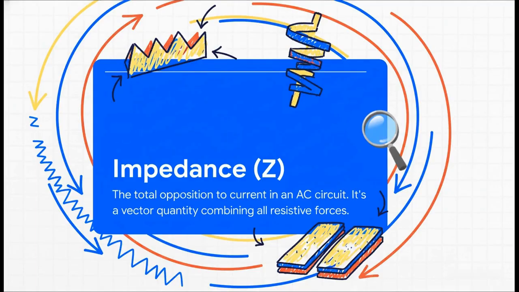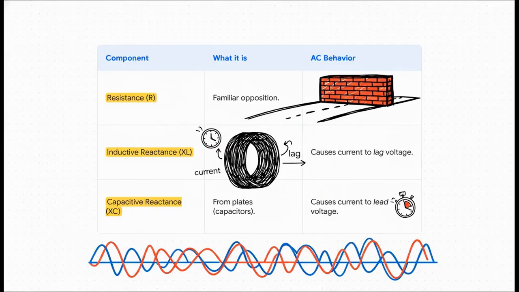This is the total opposition to current, and it's made up of three different forces that are all competing with each other. So here are the three parts of impedance. First, you've got good old resistance. We know that guy. He's just a simple roadblock. But then you have two new players in the game: inductive reactance and capacitive reactance.